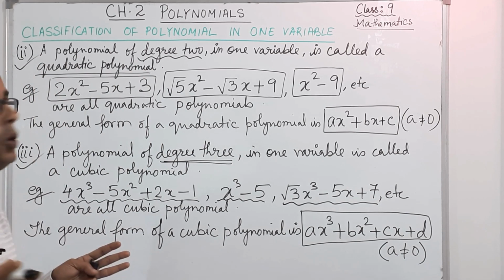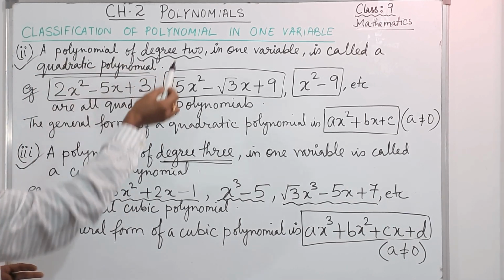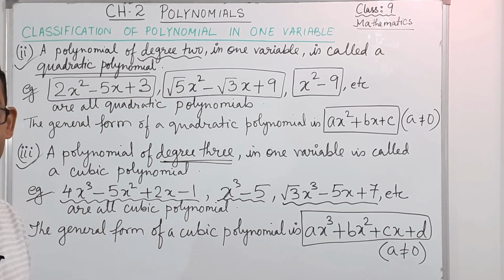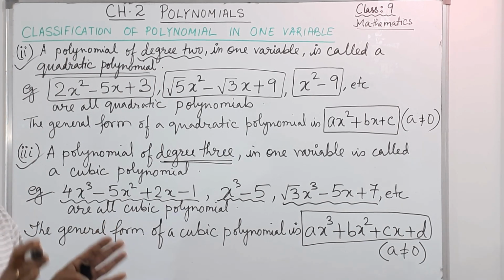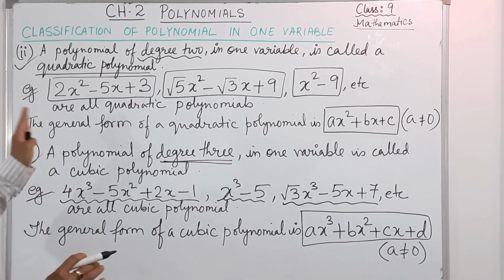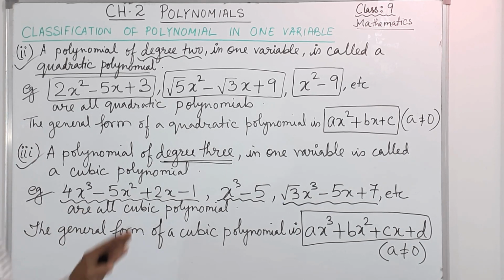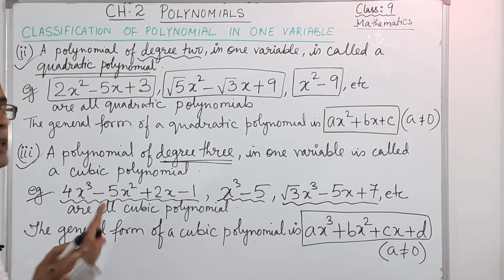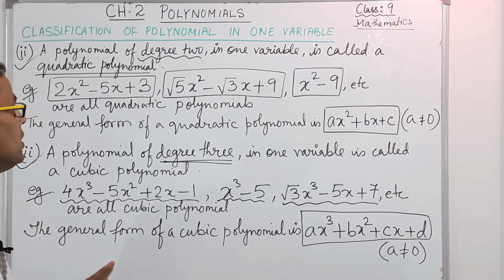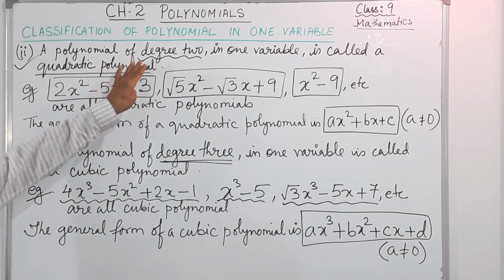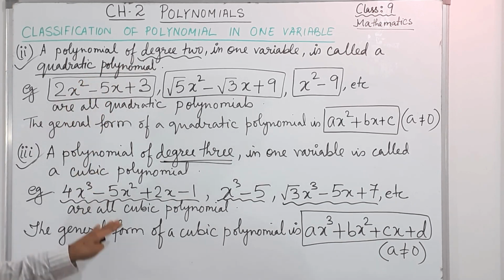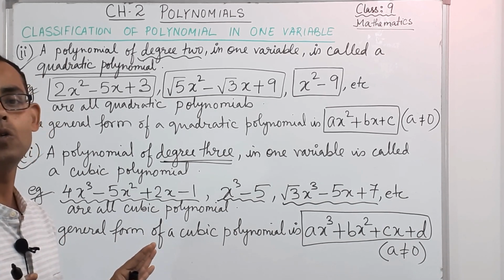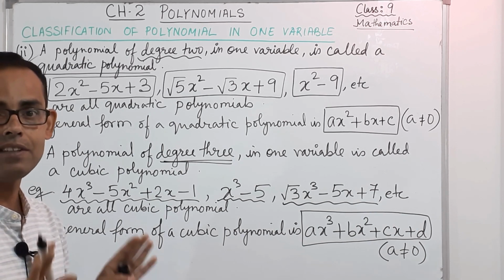So what we came to know about the classification of polynomial in one variable based on the degree of the polynomial, we can divide it into 3 parts, that is linear polynomial, quadratic polynomial and cubic polynomial. Okay, so linear polynomial, then next one is quadratic polynomial, and the third one is what? Cubic polynomial. I think up to this much it is clear. Now we will move on to the exercise sum.